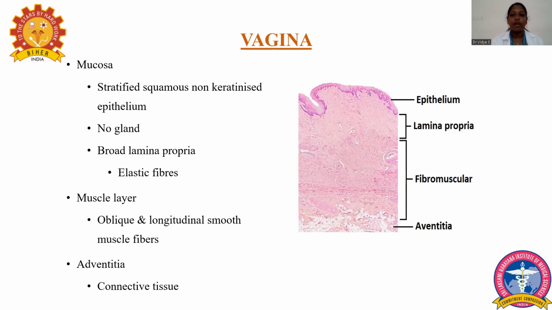And coming to the broad lamina propria, see, this one is the broad lamina propria, and it has elastic fibers. Coming to the muscular layer, it consists of oblique and longitudinal smooth muscle fibers. The adventitia consists of just connective tissue.